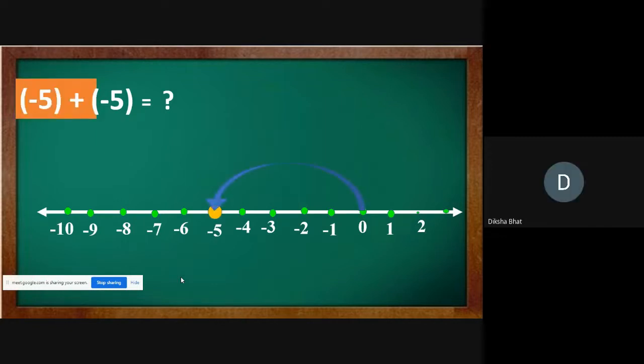Now, which is the second integer? -5. So how many steps will we have to move to the left of negative 5? 5. Let's check. 1, 2, 3, 4, 5. So what is the answer of negative 5 plus negative 5? -10. Yes, correct.